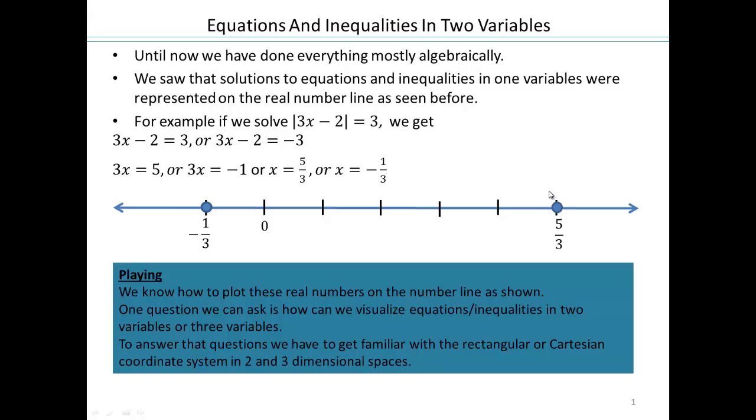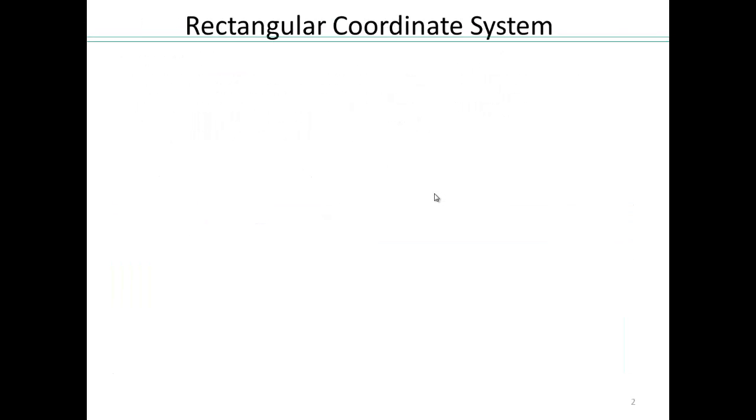So now, we know how to plot these real numbers on a number line, as we just showed here. One question to ask is, how can we visualize equations and inequalities in 2 variables, or even 3 variables for that matter? To answer that question, we have to get familiar with the rectangular or Cartesian coordinate system in 2 and 3 dimensional spaces. So let's take a look.